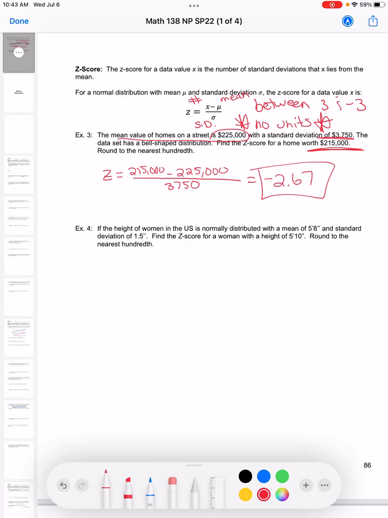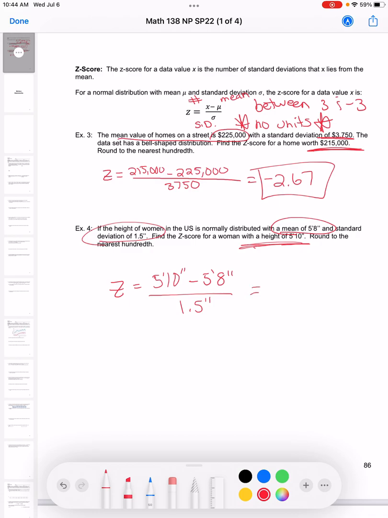All right, for this example 4, going to be similar to the other one we worked. If you wanted to change it out of the feet to be the, what is it going to be, 68 inches and 70 inches, you could, or you could leave it in the feet. Either way you want to do it. The mean is 5 feet 8 inches. The standard deviation is 1.5 inches. And the total height for this woman is 5 feet 10 inches. Again, if you want to change that to 70 and 68, you totally could.